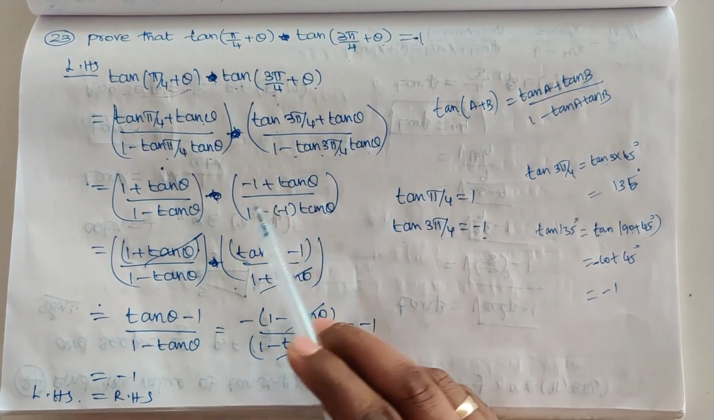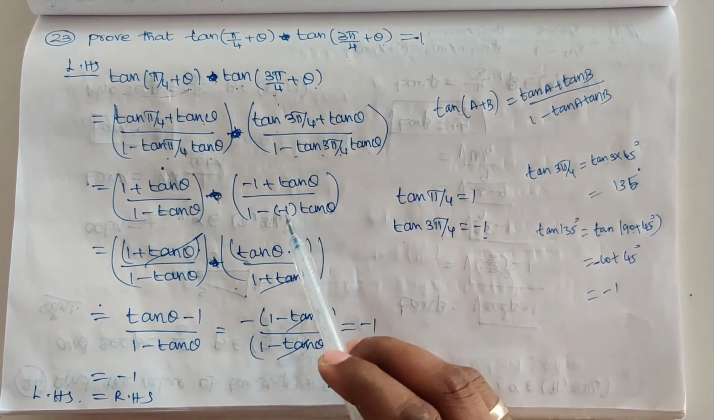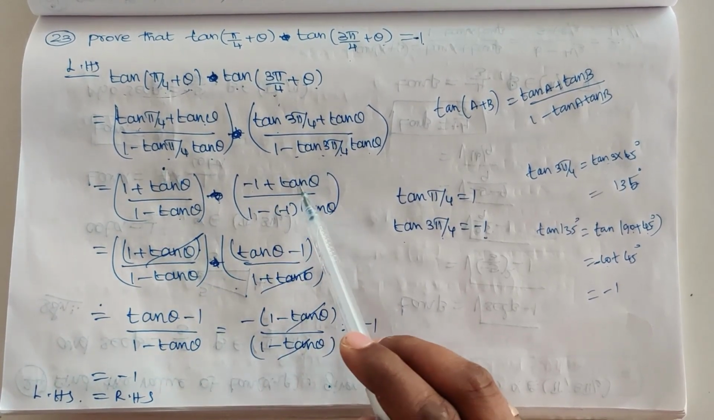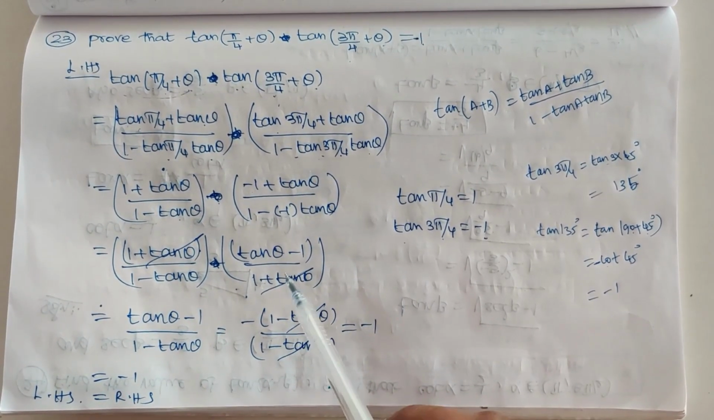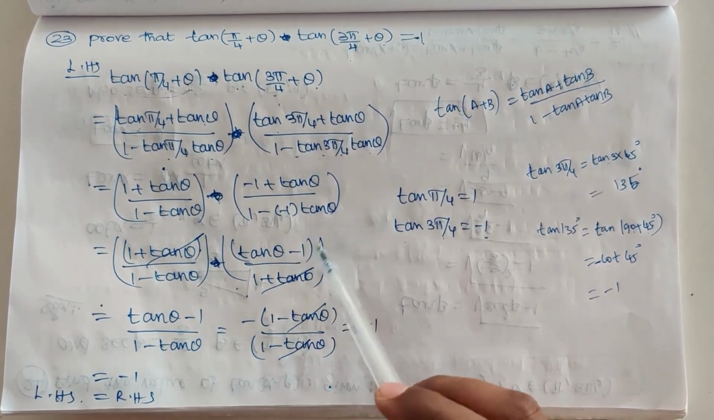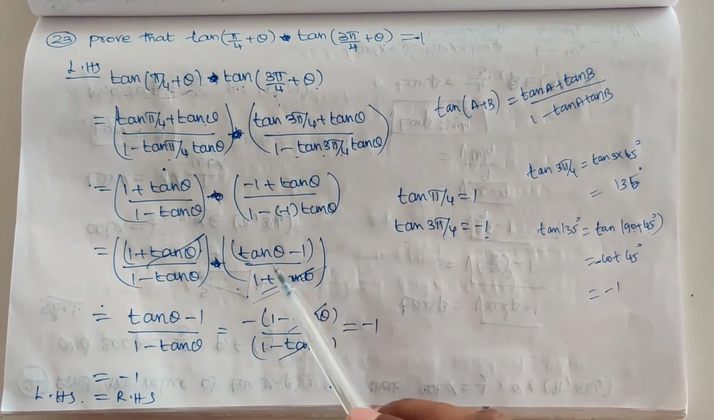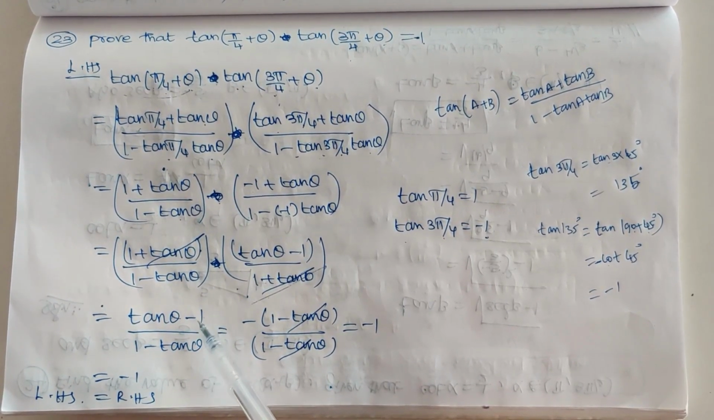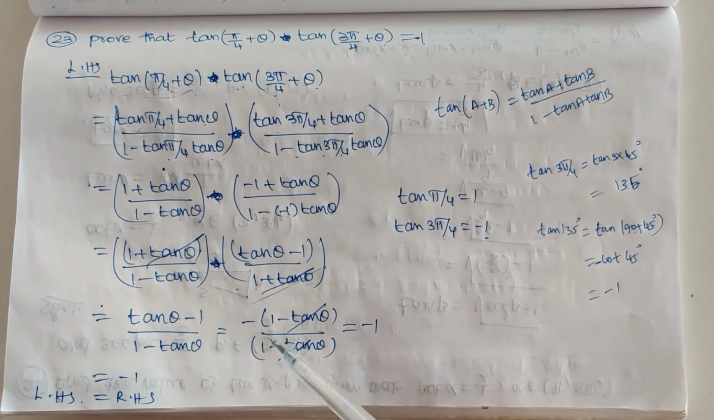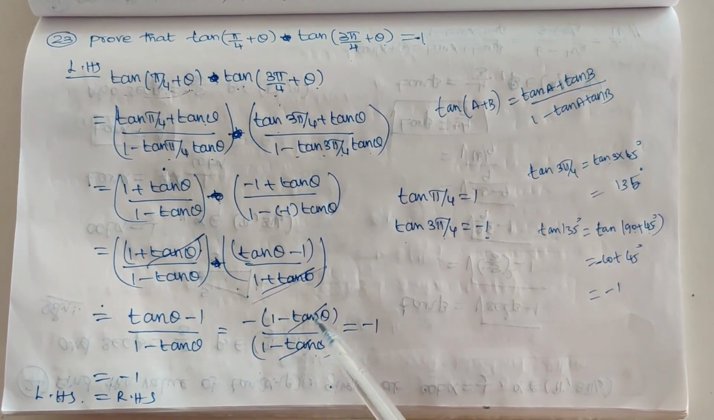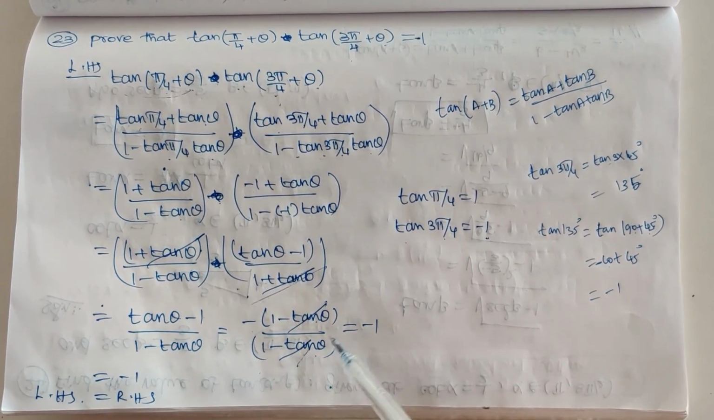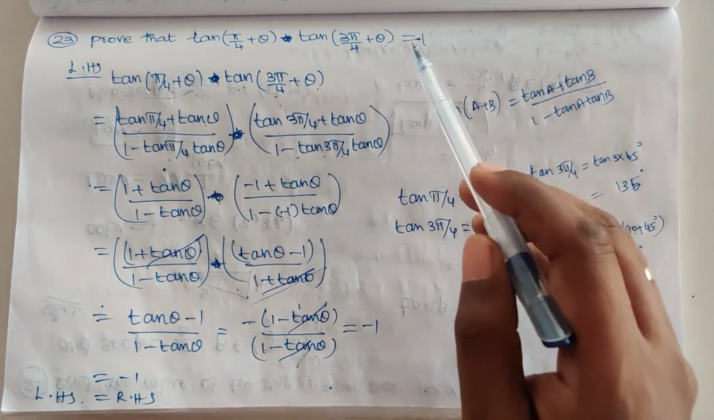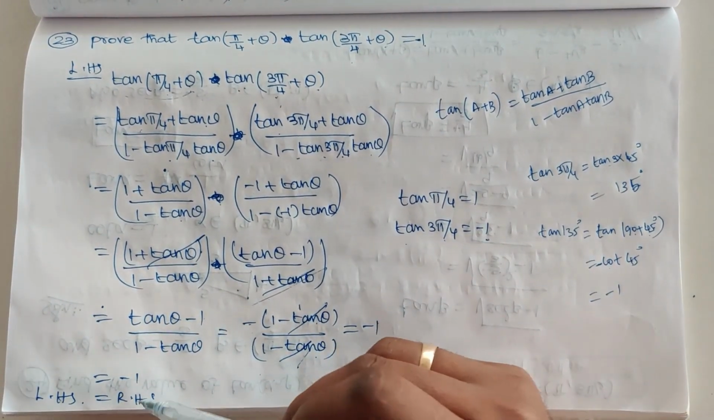This value I am going to substitute here. So (1 plus tan theta) the whole divided by (1 minus tan theta), into (minus 1 plus tan theta) the whole divided by (1 minus minus 1 into tan theta), that is (tan theta minus 1) divided by (1 plus tan theta). So 1 plus tan theta and 1 plus tan theta get cancelled, leaving (tan theta minus 1) divided by (1 minus tan theta). Taking minus outside the numerator, it becomes minus (1 minus tan theta) by (1 minus tan theta). These cancel, so minus 1 is the answer. That is our RHS. So LHS is equal to RHS. Clear?